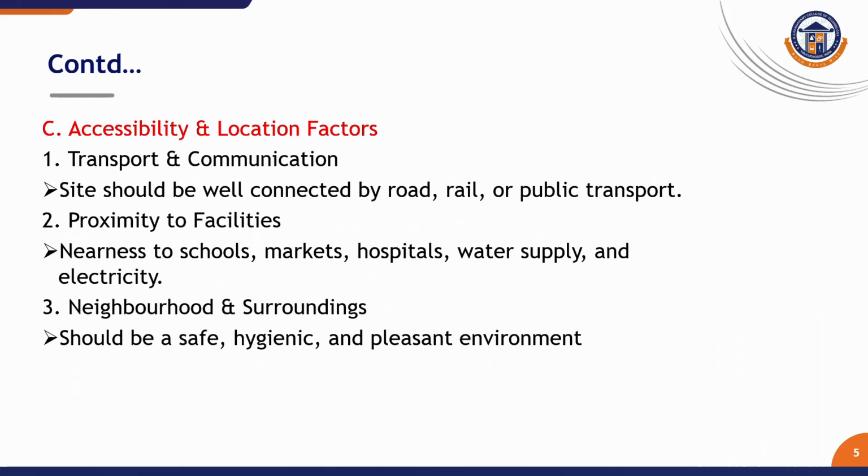Accessibility and location factors. Suppose we are going to select a site for construction, accessibility is a very important component for selection. Transport and communication near the site, and the site should be well connected by road, rail and airport. Proximity facilities: nearest schools, markets, hospitals, water supply and electricity. Neighborhood and surroundings should be a safe, hygienic and pleasant environment. So these are the factors we should consider.